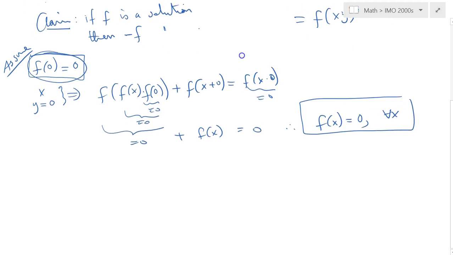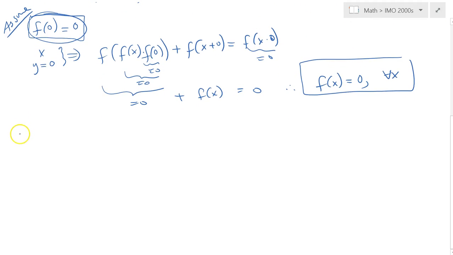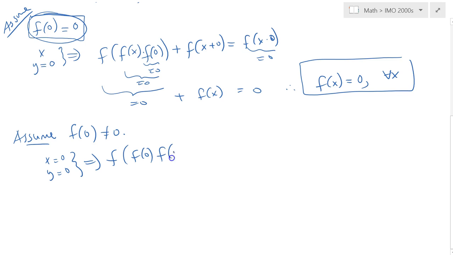So for the rest of the discussion, I will assume that f of 0 is actually not equal to 0. For the rest of the discussion, that's what we're going to assume. But then, if you plug in x equals 0 and y equals 0 this time in our functional equation, we would get that f of 0 times f of 0 plus f of 0 plus 0 is equal to f of 0 times 0.